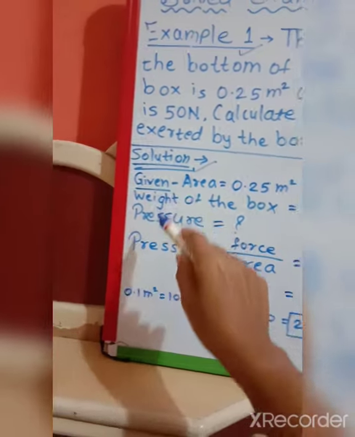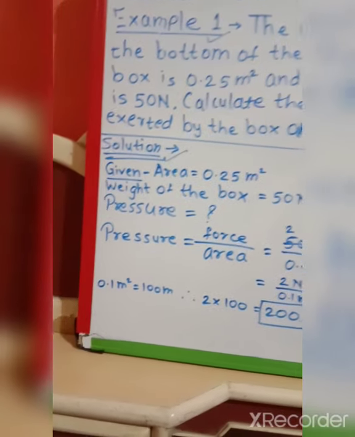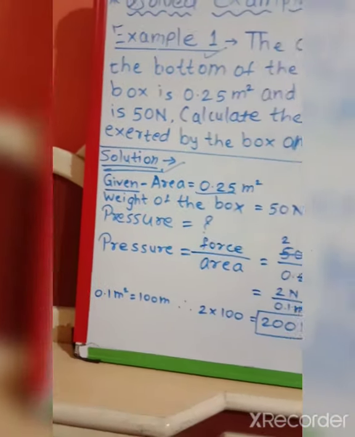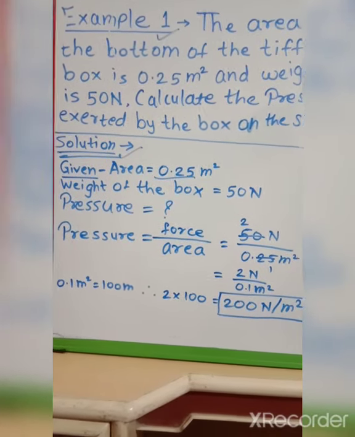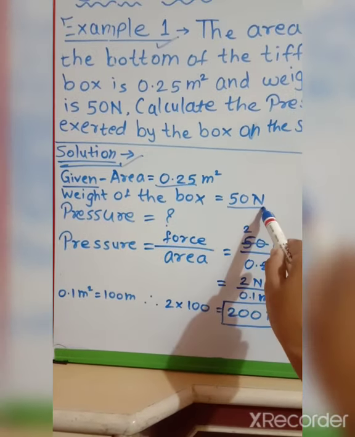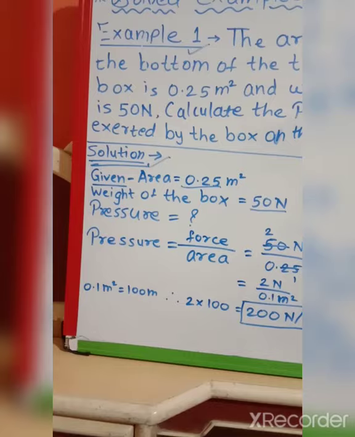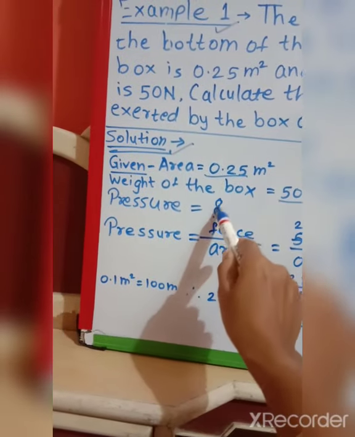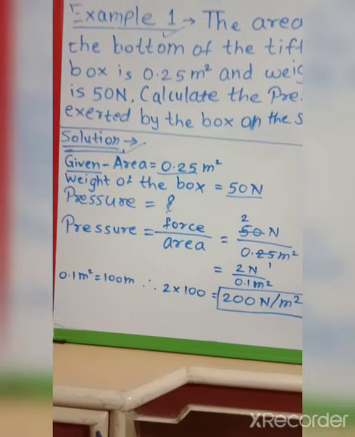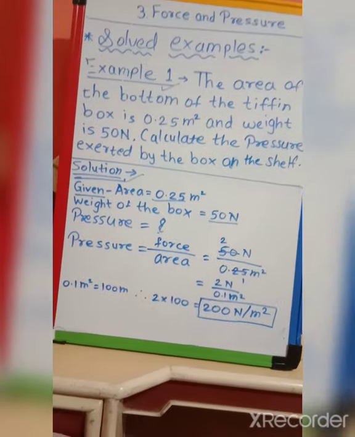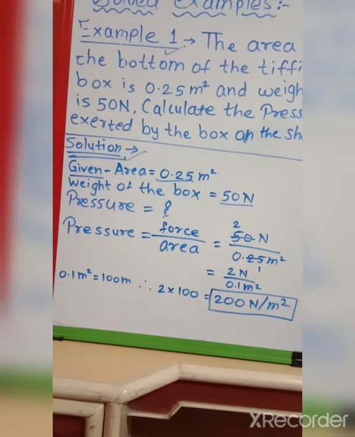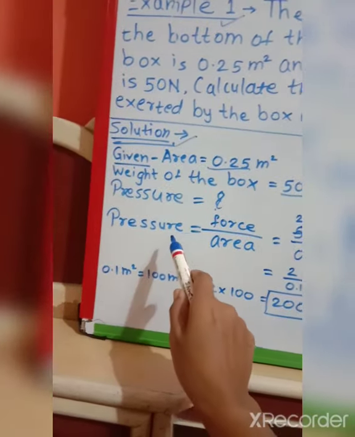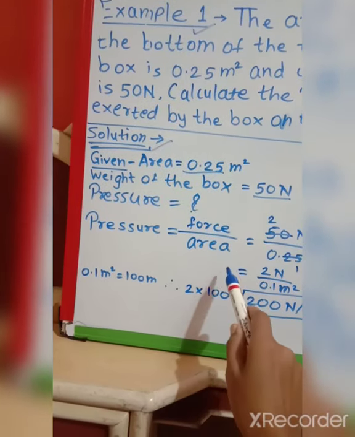Here, what is given over here? Area is 0.25 meter square. Weight of the box is 50 N, that is 50 Newton. And we are going to find the pressure. What is pressure? For that we are going to use the formula of pressure. Pressure is equal to force upon area.